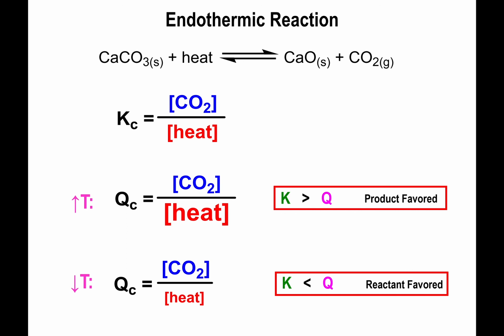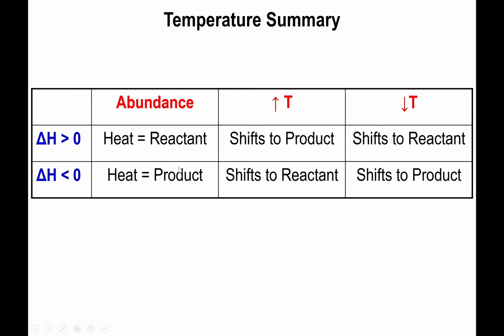So now you know that, yes, for an endothermic reaction, you're going to have to put in heat to make more product. For an exothermic reaction, you're going to have to decrease the heat as much as possible to increase the amount of product. And the table right here summarizes that if delta H is positive, this is an endothermic reaction. The heat's going to be on the reactant side. Increasing the temperature will shift the equilibrium to the product side, and decreasing the temperature will shift the equilibrium to the reactant side. In an exothermic reaction, the heat is a product. Increasing the temperature will shift to the reactant side, and decreasing the temperature will shift the equilibrium to the product side.